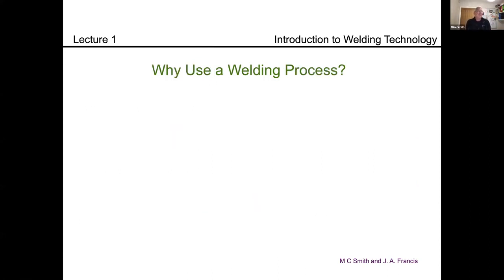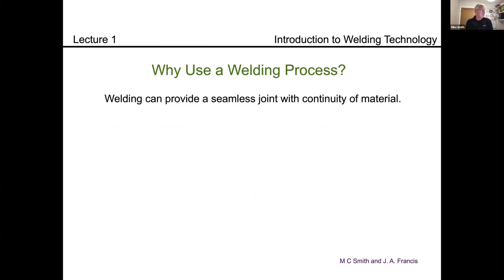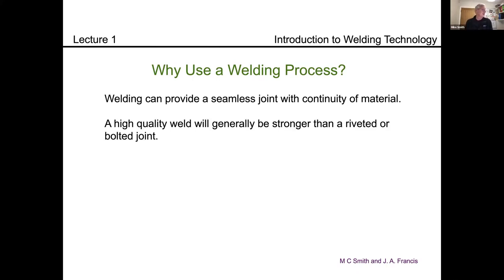So why bother? Why use a welding process? Well, the primary reason is you can produce a seamless joint with continuity of material. In other words, you start with two plates, you weld them together, you've got one plate. It's just twice the size. A high quality welded joint will generally be longer lasting than the other options that you have for joining two components together, like riveting or bolting.